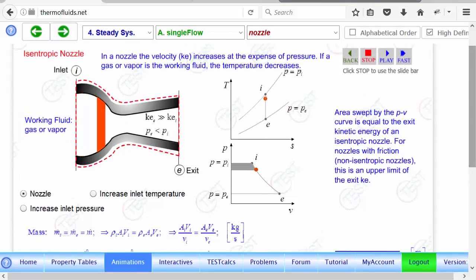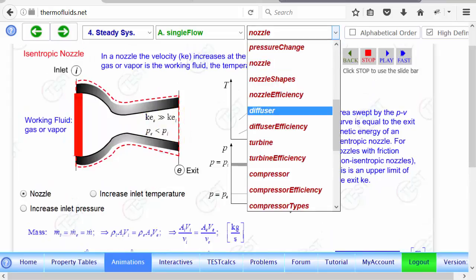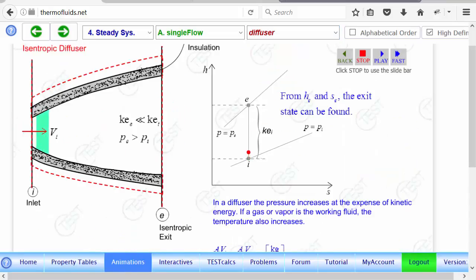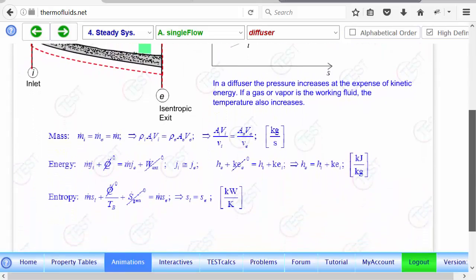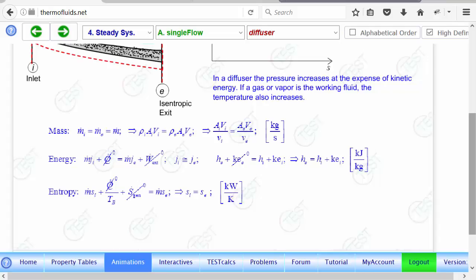Again, it's just a matter of repetition, but I think you should get the idea that we can understand a device. Suppose you never heard of a device called a diffuser, and I just tell you this: the purpose of the diffuser is to slow a flow down so that we can increase the pressure of the flow. So notice that in a nozzle, the velocity increases and the pressure drops. In the case of a diffuser, the flow slows down, the kinetic energy decreases, and the pressure increases.